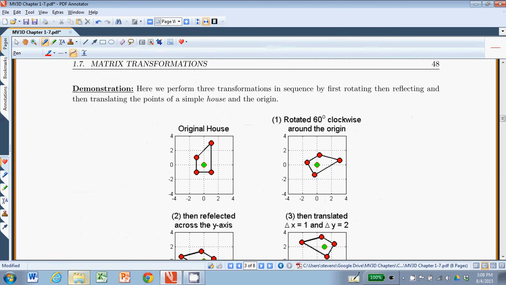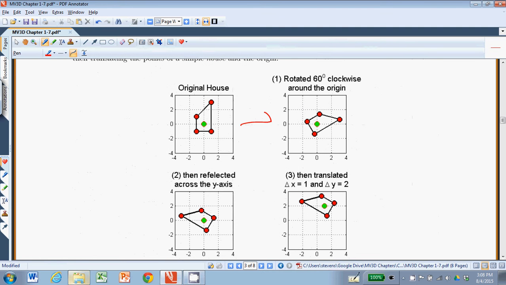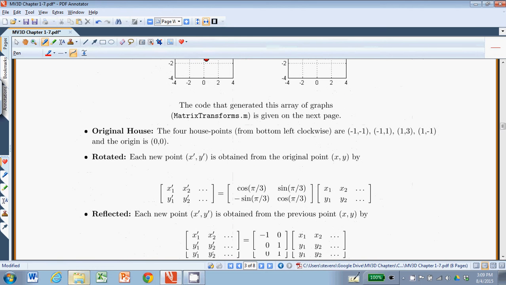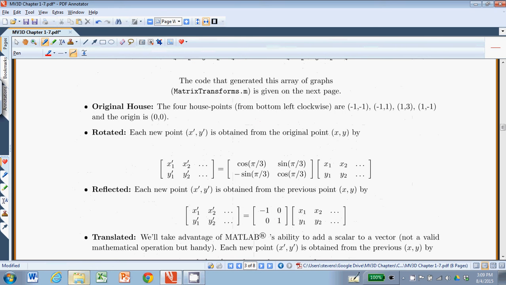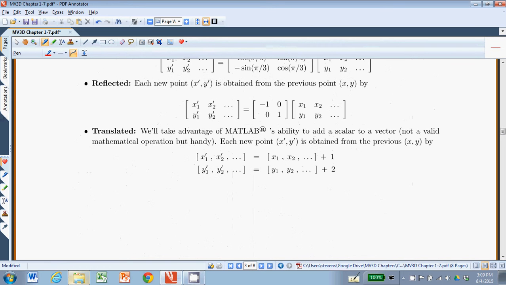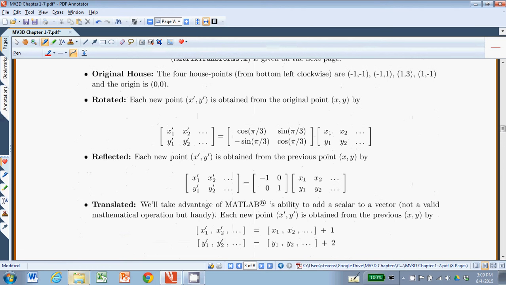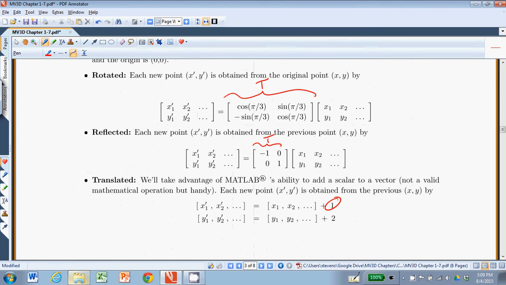We did a little demonstration with the house. First we rotated it 60 degrees, then we reflected that across the y-axis, and then we translated 1 unit to the right, 2 units up. And this was done with straight up matrix multiplication on the left. Those are our transformation matrices there and there. And when we did the translation, we didn't use the matrix translation, we just added dx and dy.